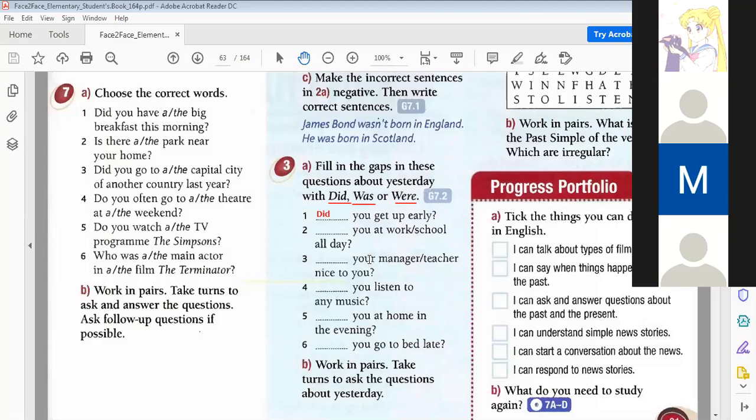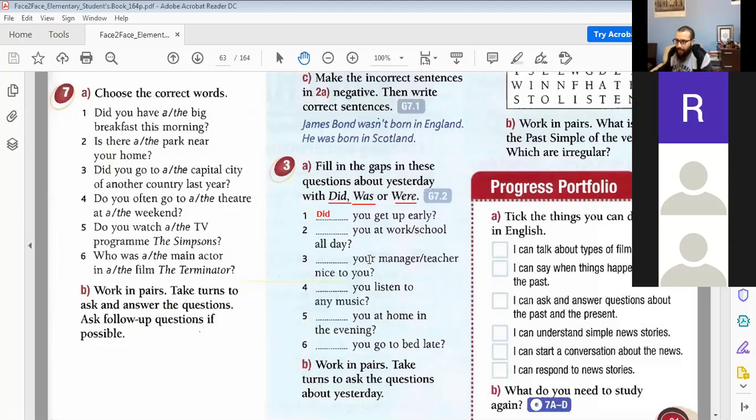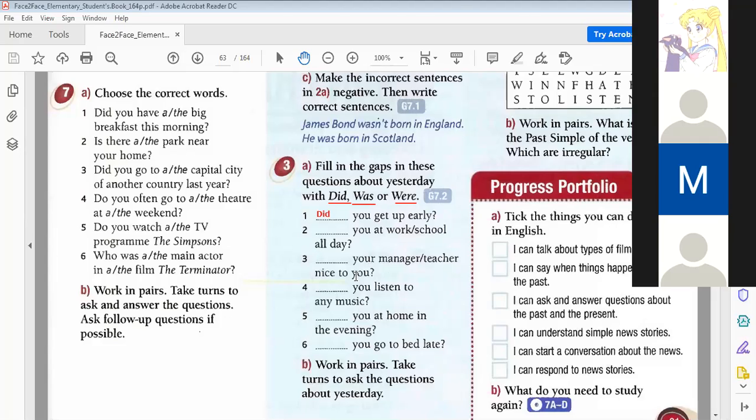Okay, Manal, would you like to do number 2? Okay. دكتور انا ملخبطه بين اثنين. اوكي، انا حاسه انه اذا قلت did you at work all day صح، و was you at work all day حسبها برضه صح. اوكي، سؤال ممتاز.